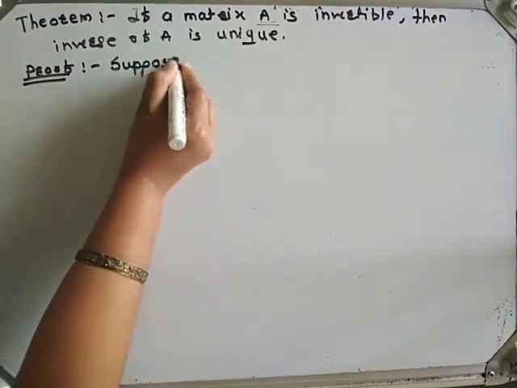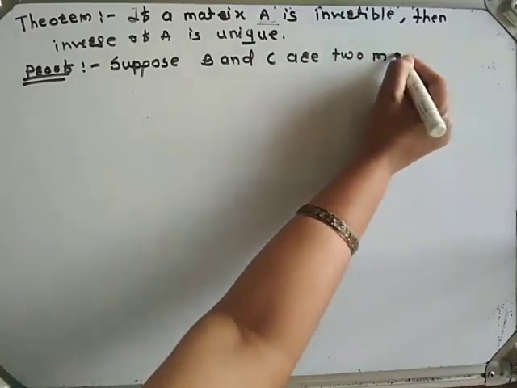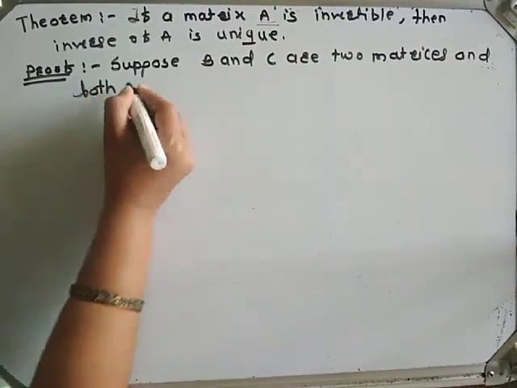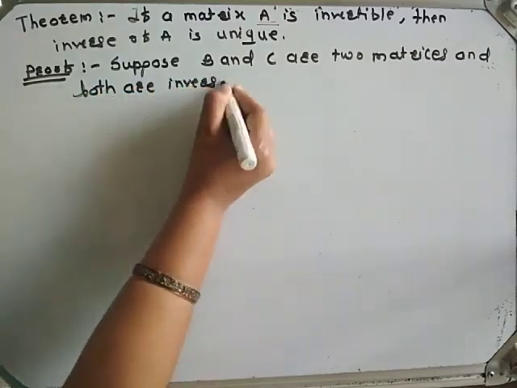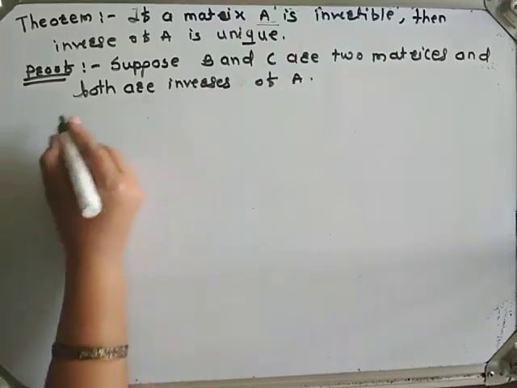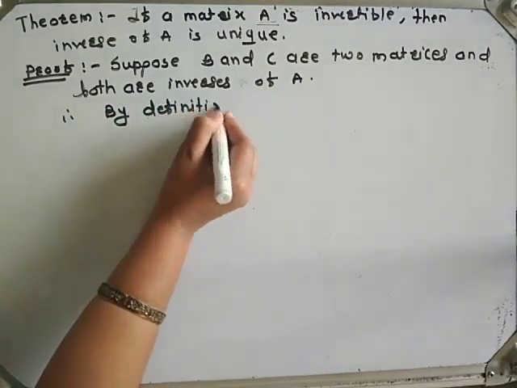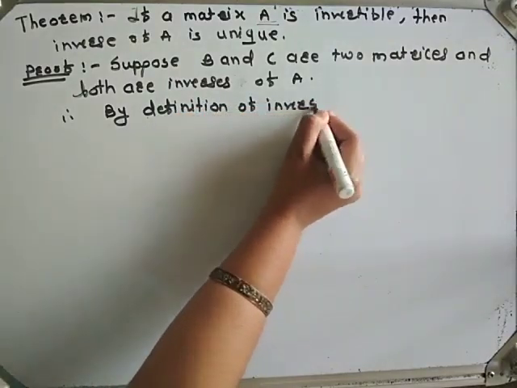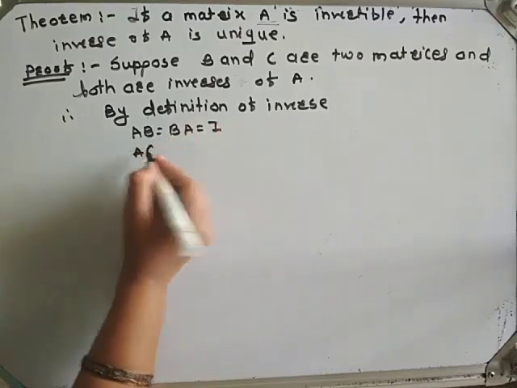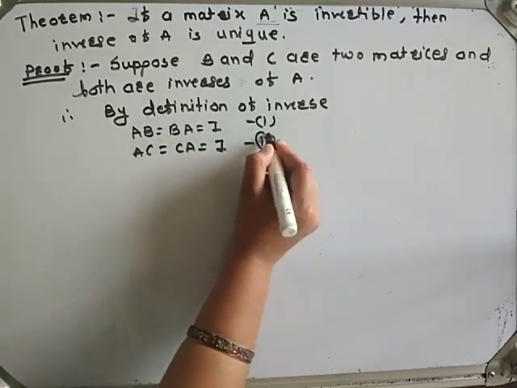Suppose B and C are two matrices and both are inverses of A. Therefore, by definition of inverse, we get A into B is equal to B into A, which is equal to I, and A into C is equal to C into A, which is equal to I. Call this equation number 1, and call this equation number 2.